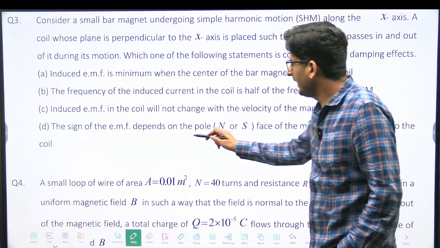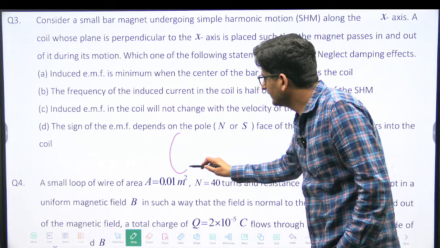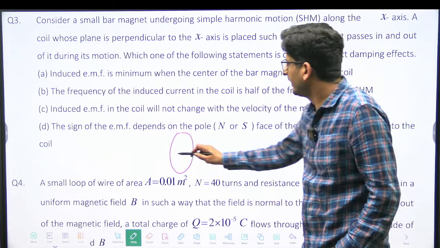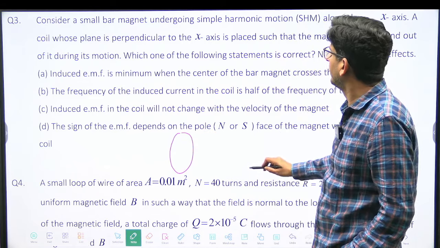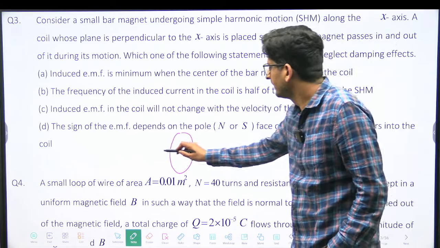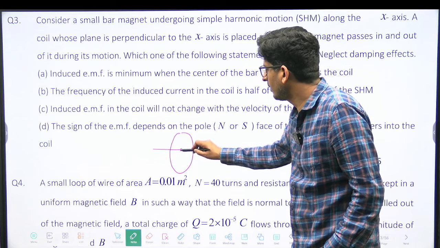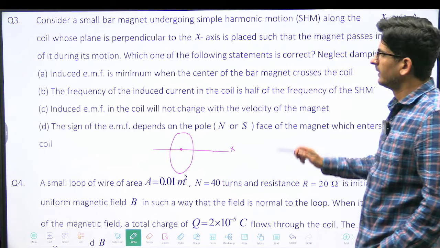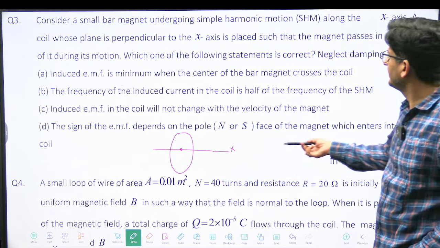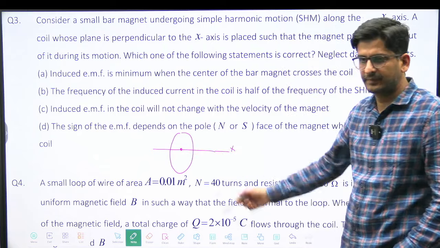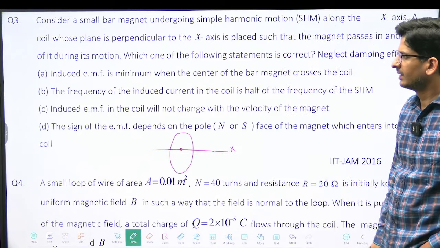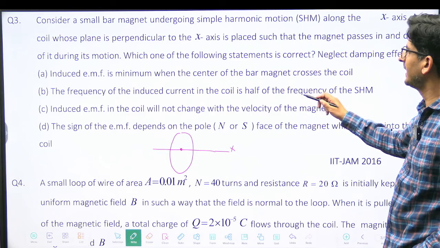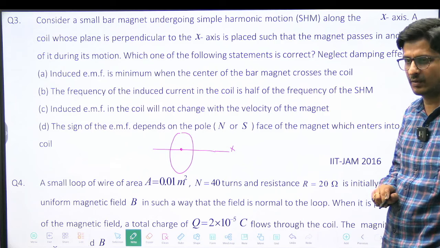So we can take the coil like this, and a bar magnet is like this. It is on this x-axis, okay? So a bar magnet and it is doing SHM along this axis. First option is induced EMF is minimum when the center of the bar magnet crosses the coil.